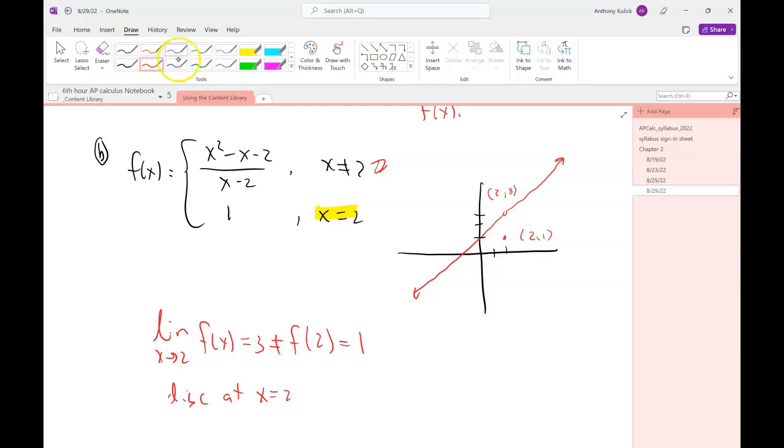What would my piecewise function need to be for this to be continuous? It would need to be 3. Because if we do that, then it fills in the hole. And we're happy! Everybody feel okay with that example?